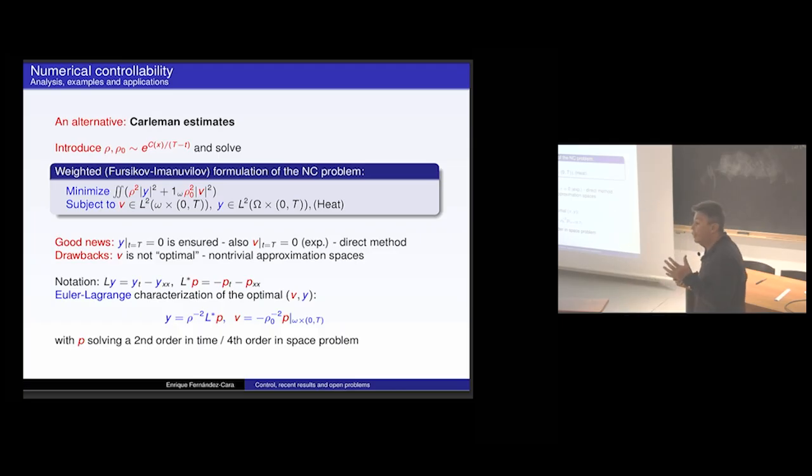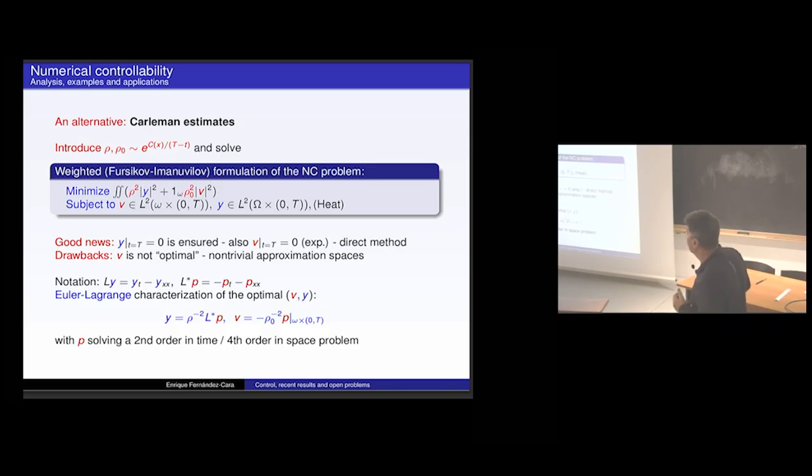If we are able to minimize this quantity, then it is ensured that at the end, at capital T, we are not having oscillations, because y is forced to vanish. This is ensured because of the presence of the weight, and also v. So we are going to get good controls and good states this way, okay?